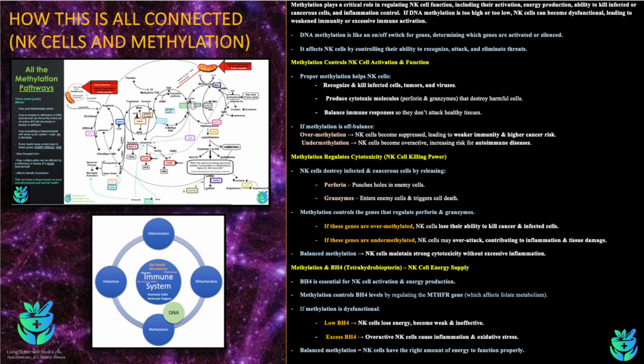Methylation controls natural killer cell activation and function. Proper methylation helps natural killer cells recognize and kill infected cells, tumors, and viruses. It helps them produce cytotoxic molecules like perforin and granzymes that destroy the harmful cells, and balance immune responses so they don't attack healthy tissues.